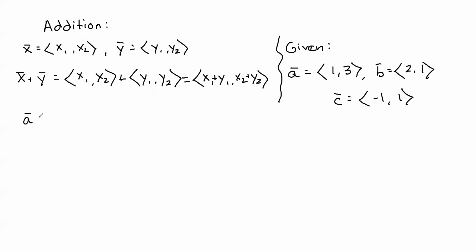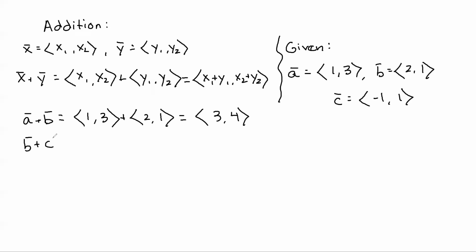If we want to add A and B, we take 1, 3 and add 2, 1. So we would get 3, 4. Let's do another one, B plus C. That would be 2, 1 plus -1, 1, which equals 1, 2. Okay, so that's the basic method for adding vectors when it comes to algebra.